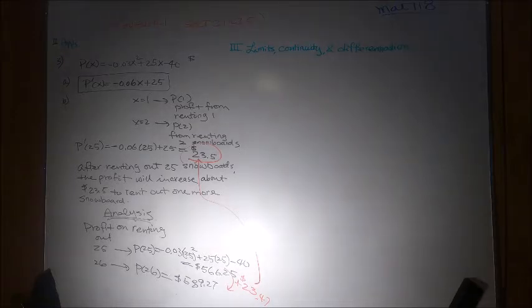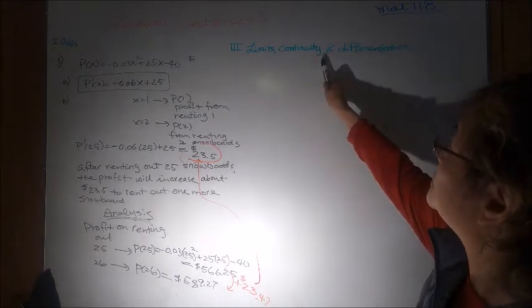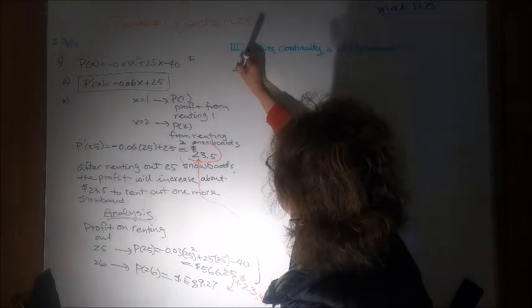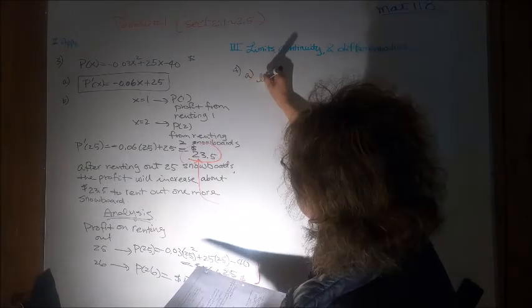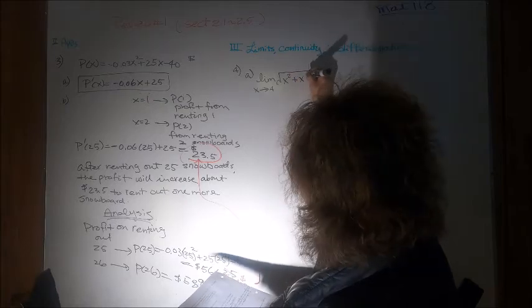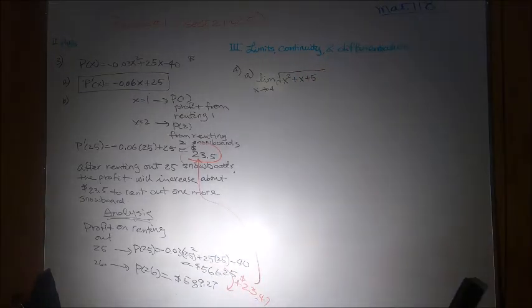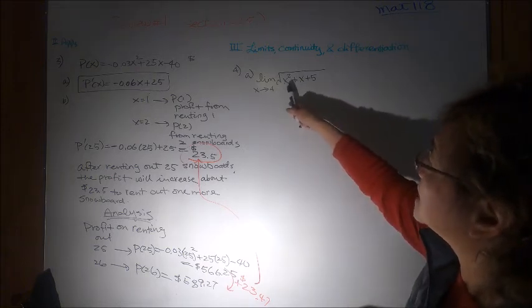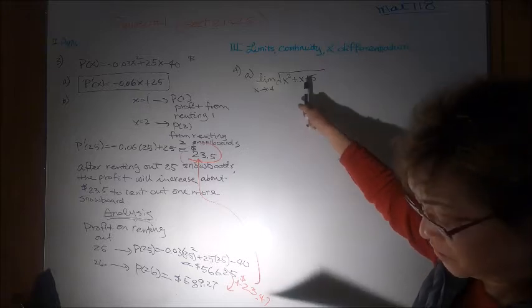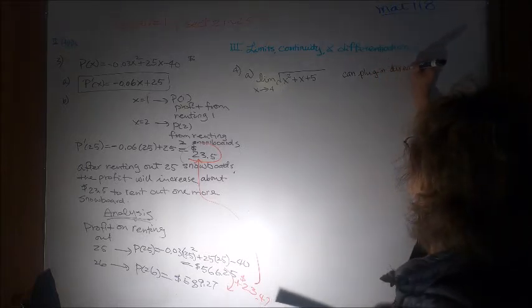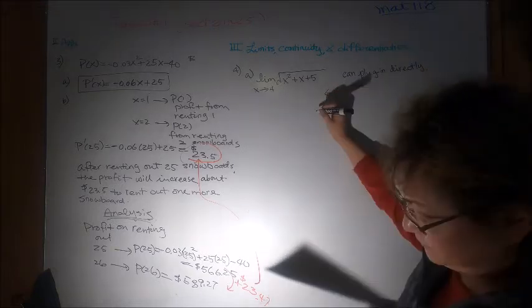Now let's go back to review those things called limits, continuity, and differentiation. Okay, let's do the limits first. Find the limit as x approaches 4 of the square root of this expression. So how do we find limits? We just look at whether we can plug in the number directly, and if so, we just do it, okay?